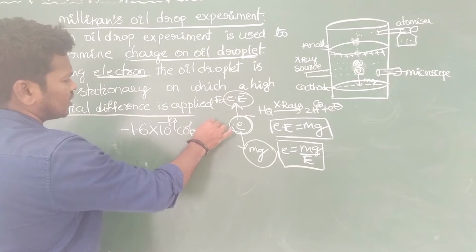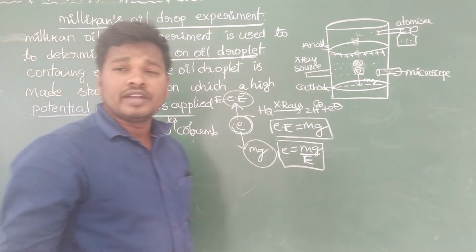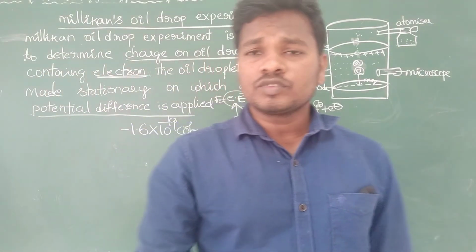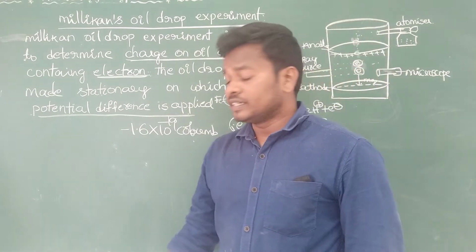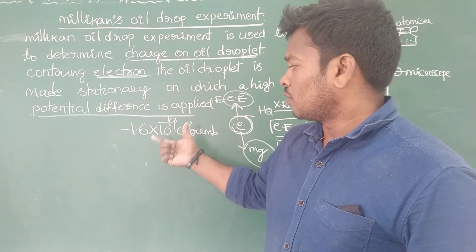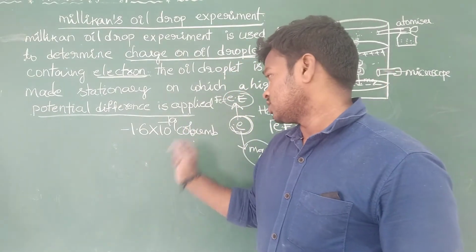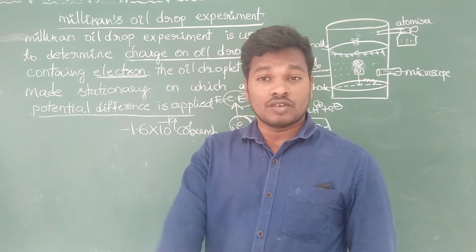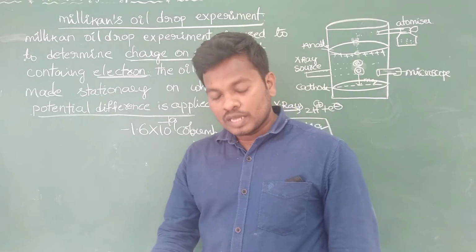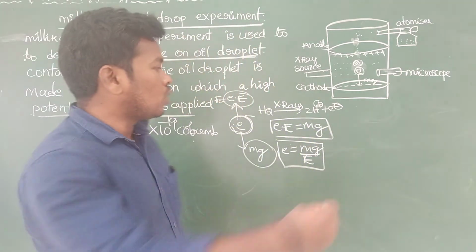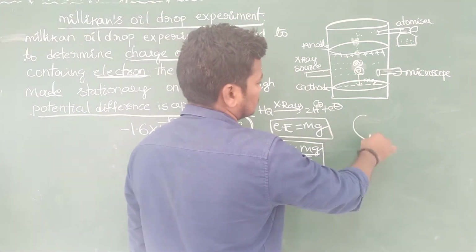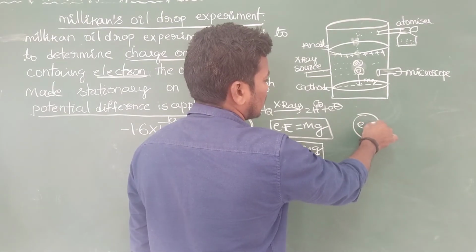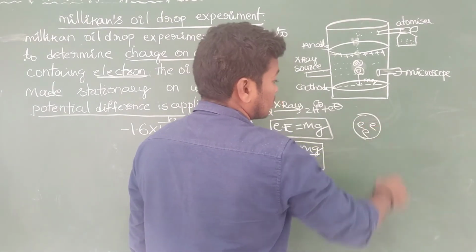Before, he calculated values like 1.59 like that, but there were some errors. The overall accepted value is 1.6 into 10 to the power of minus 19. This is the charge of one electron. For example, inside the oil droplet, two electrons are present. So this is the oil droplet. Two electrons are present, or three electrons are present.